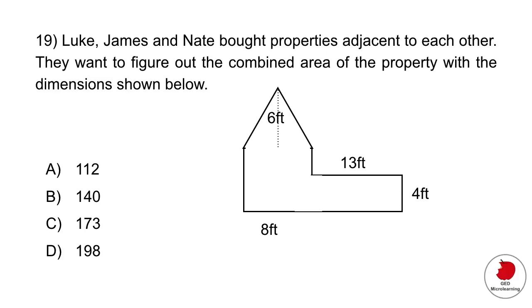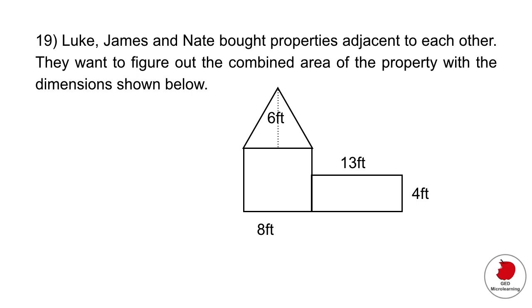All right. So Luke, James, and Nate bought properties adjacent to each other. They want to figure out the combined area of the property with the dimensions shown below. So this is what is known as a combined figures problem. What you have to realize is that within this large image, you actually have 3 separate shapes. And now it becomes very easy because all you have to do is find out the area of each of these individual shapes and then add them together.